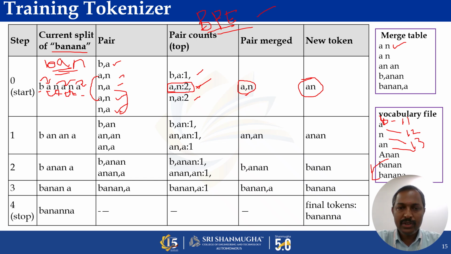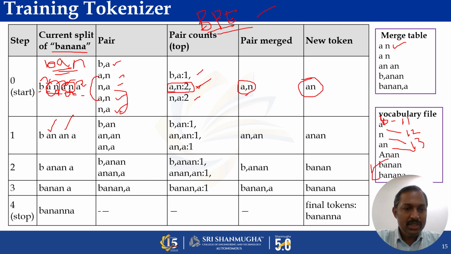The BPE algorithm works with two files: one is the merge table file, another one is the vocabulary file. The information about whichever characters are merged is given in the merge table, and the merged token is put in the vocabulary file, where it is given a unique ID. So first we merge AN wherever it occurs. This first AN is merged, and the second AN is also merged. After merging we get B, AN, AN, A.